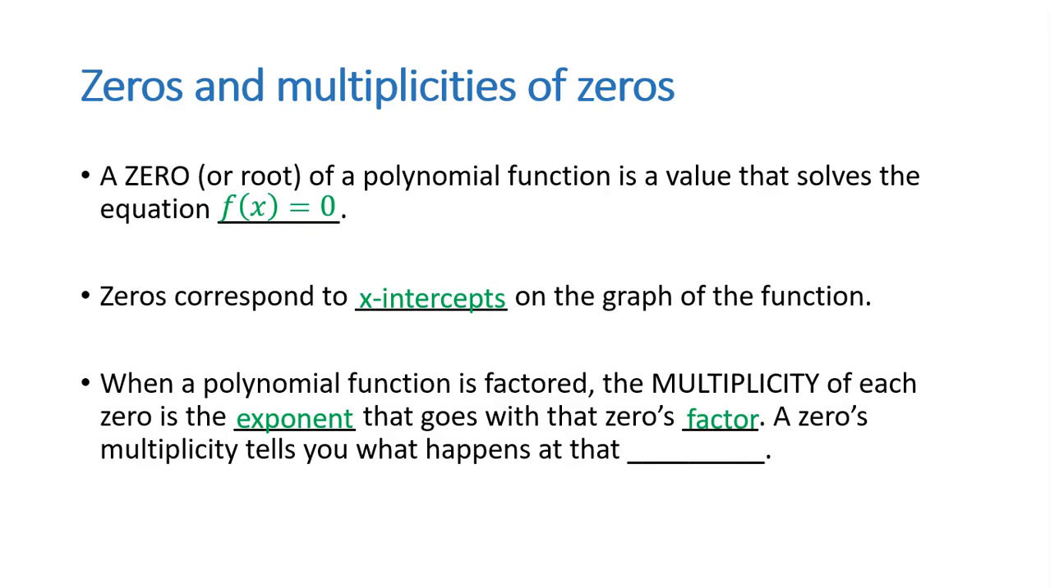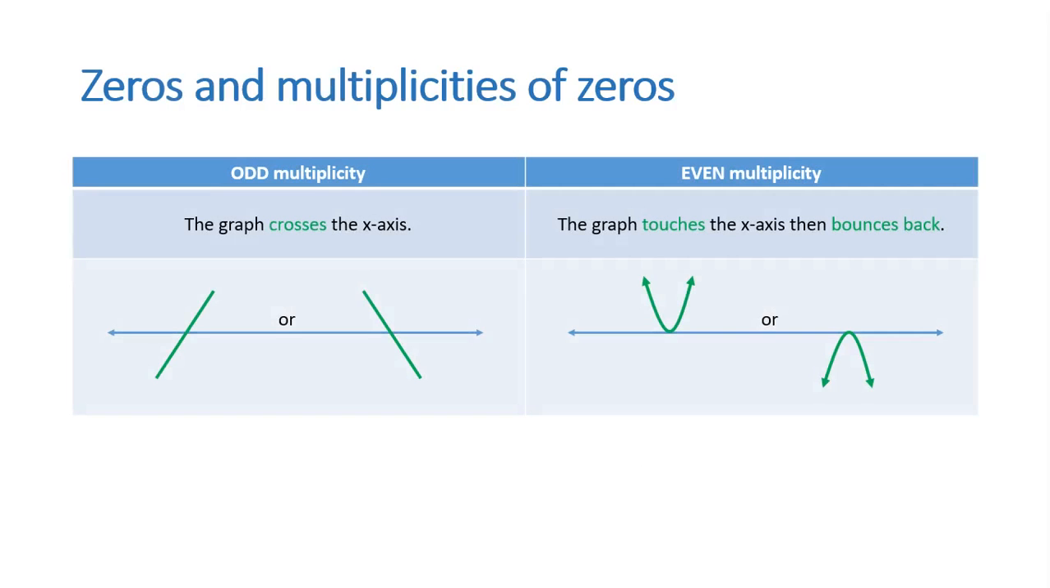And why do we care about this? Well, a zero's multiplicity tells you what happens at that x-intercept. We actually have two possibilities for what our graph is going to look like anytime we cross the x-axis. So here are two possibilities. We can either cross the x-axis, or it's also possible that we just touch it and we bounce back. The way we determine what's going to happen at a specific x-intercept is based on the multiplicity. It's based on the exponent we have for that particular factor that gives us that particular x-intercept.